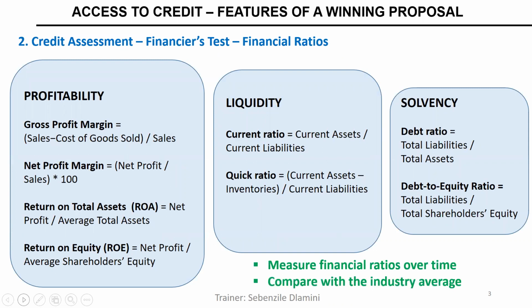The three categories of ratios are profitability, liquidity, and solvency. Profitability ratios are concerned with the profitability of the enterprise. Liquidity ratios are concerned with the ability of the business to pay off its short-term debts. Solvency ratios are concerned with the ability of the business to pay off its long-term debts.